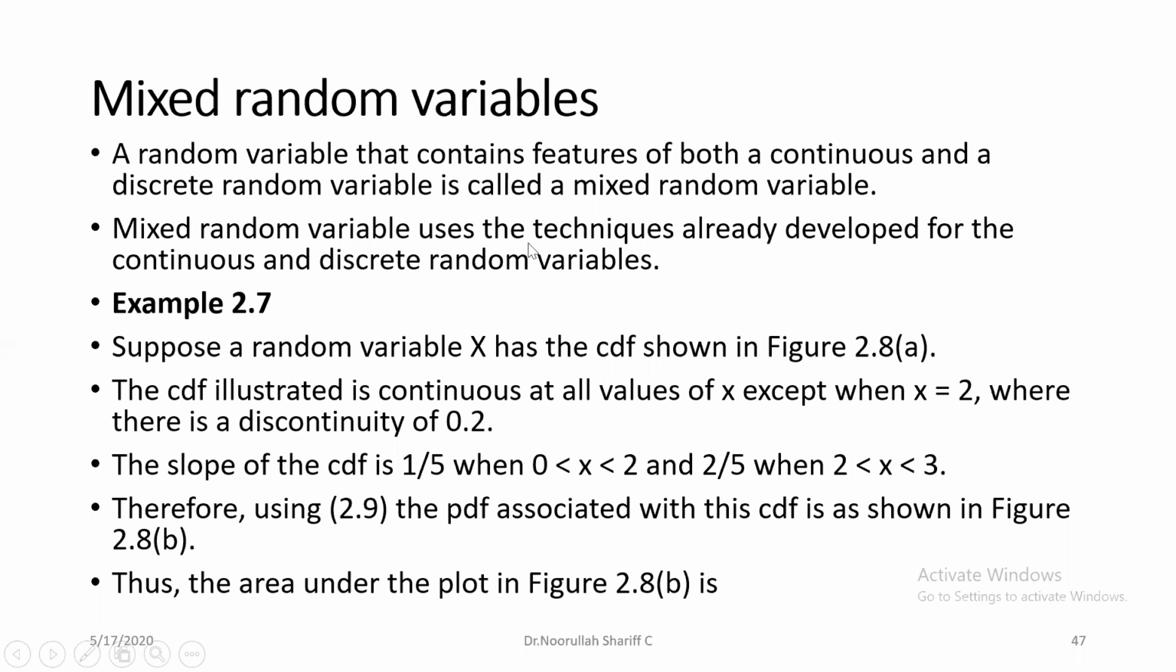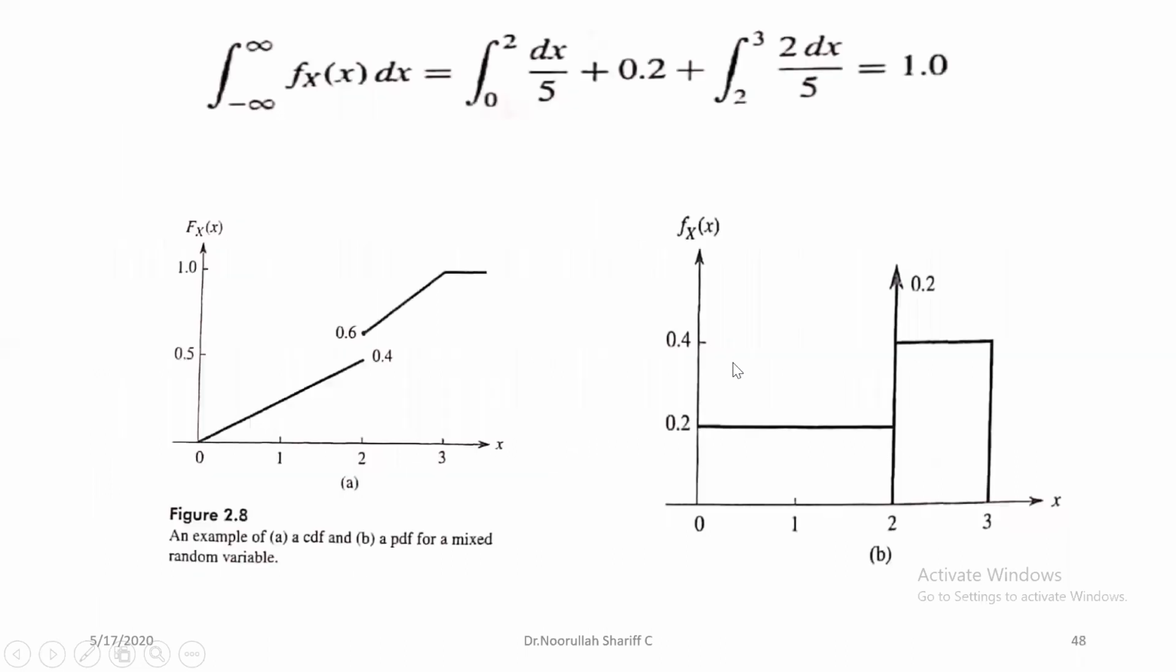A random variable that contains features of both continuous and discrete random variables is called a mixed random variable. So we'll have a combination. A mixed random variable uses techniques already developed for both the continuous as well as discrete random variables. Example we'll take here. Suppose a random variable X has a CDF shown in figure 2.8a. So similar to this, right?